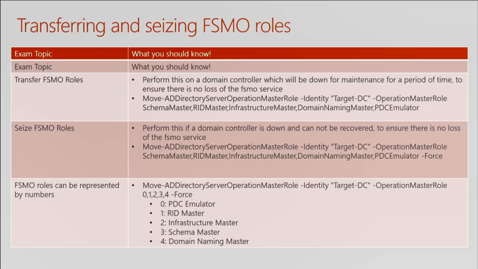So FSMO roles, flexible single master operations roles, are intended to provide the ability to have different servers own separate services. For example, the primary domain controller emulator. These are technologies that we knew from Windows NT. How many people dealt with NT Server and the PDC and all that fun stuff? So we have a PDC emulator. We have the RID master. Make sure you know what a relative ID master is, which basically issues the IDs out. The infrastructure master, which is important for making sure you know what servers are out there in your infrastructure that are running your systems. The schema master and the domain naming master.